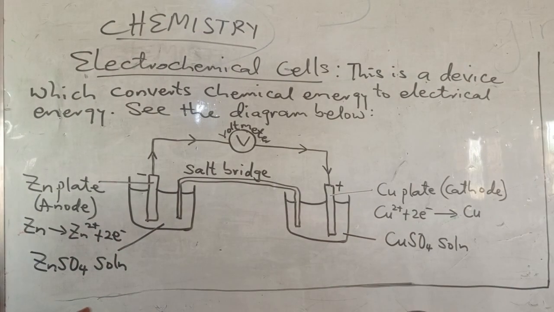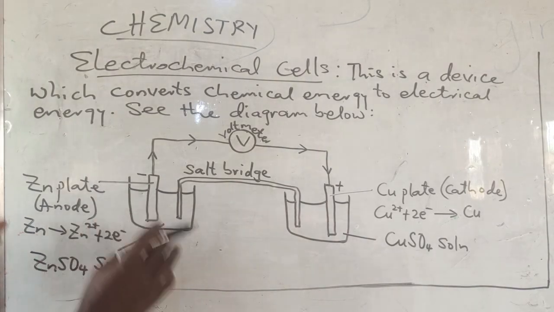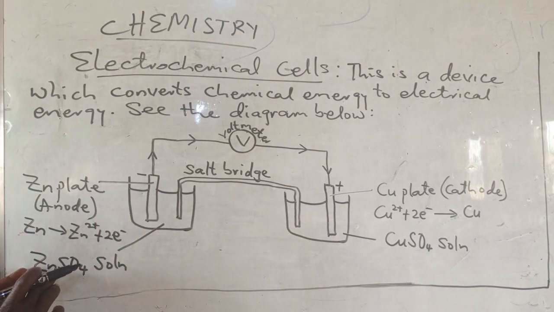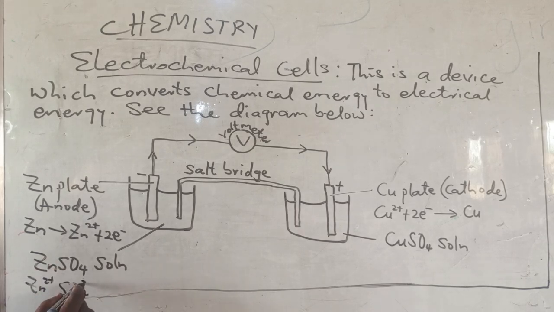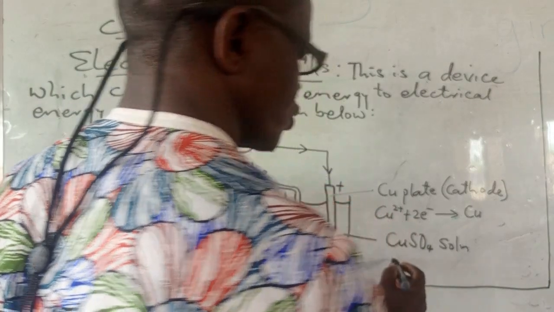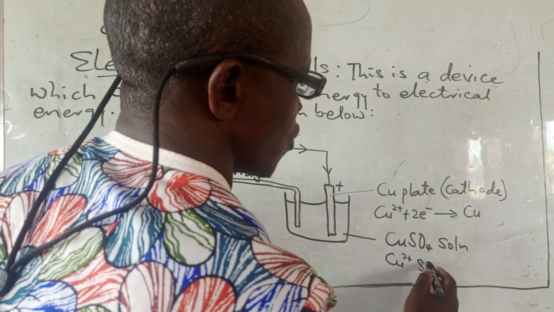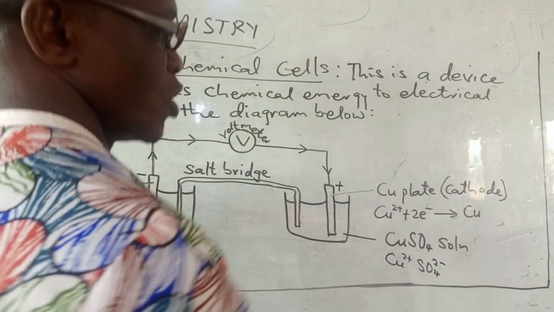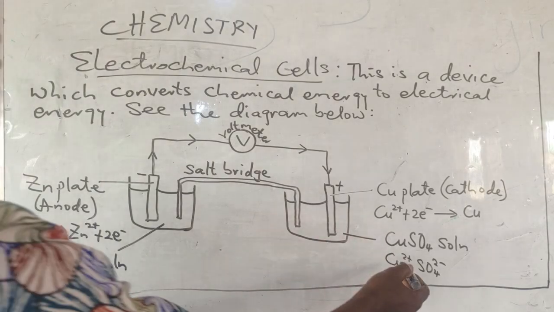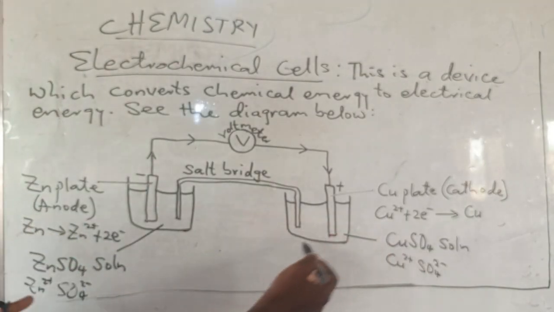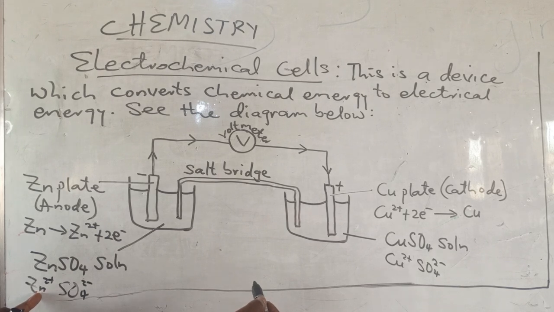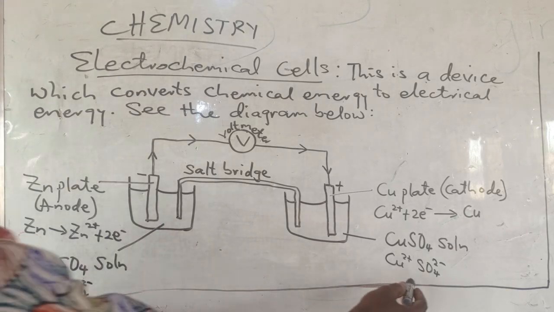Tetraoxosulfate 6 remain the same. Now, because you have more plus here, remember this can be in this form, zinc 2 plus and SO4 2 minus. The same thing with this one, it can also be Cu2 plus and SO4 2 minus. So since there is a decrease in the number of these in this solution and an increase in the number of these in this solution, but this and this are still the same.